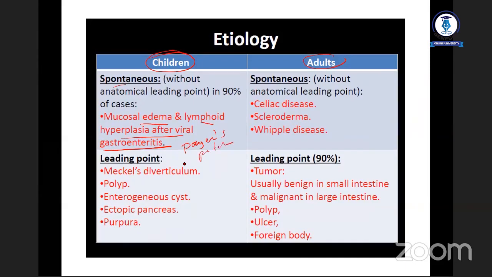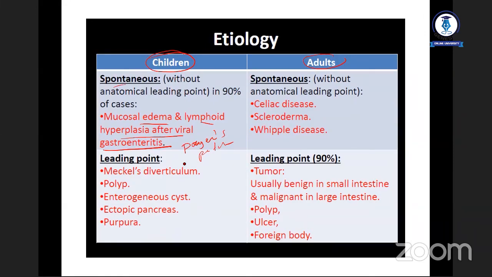The Peyer's patches. What happens is when the Peyer's patches in the terminal ileum become hyperplastic, they act like a lead point, to be honest, but there's no pathological lead point other than this. When there are hyperplastic Peyer's patches, this may result in invagination of the proximal part into the distal part.